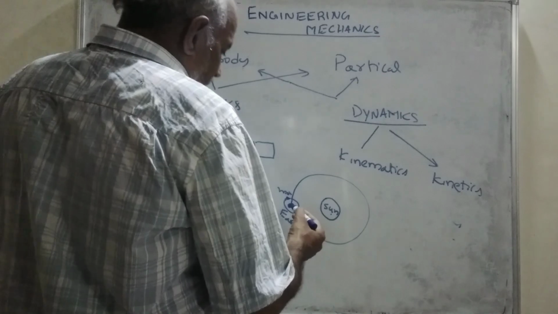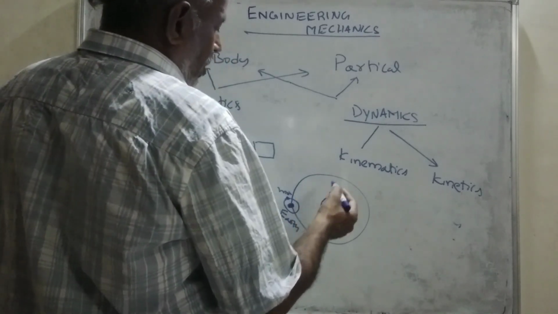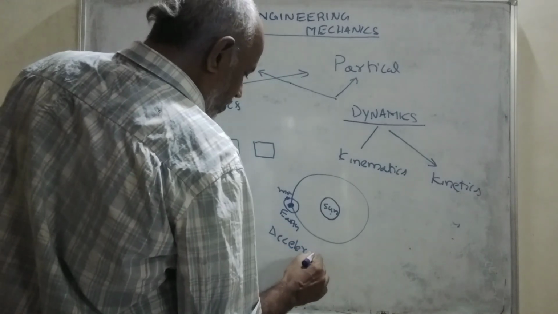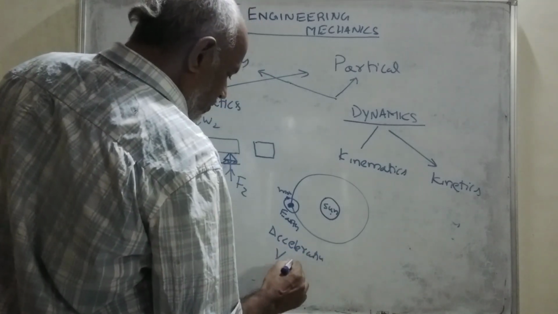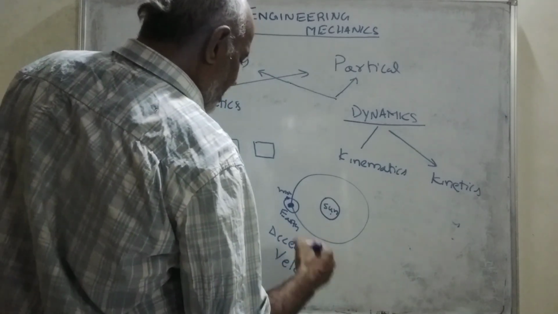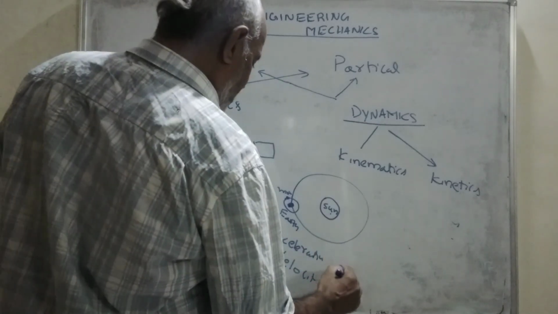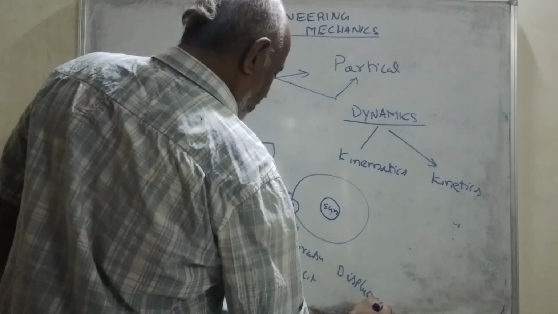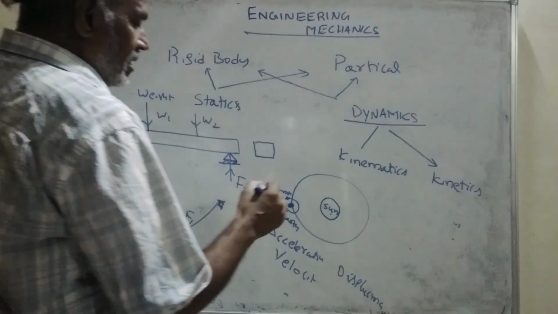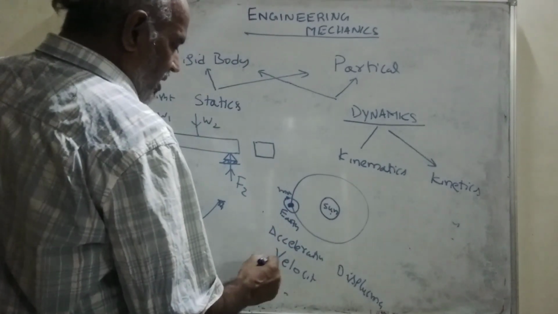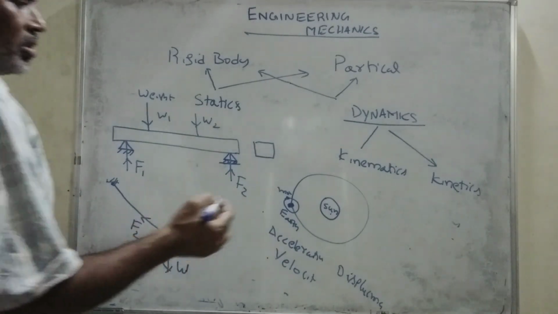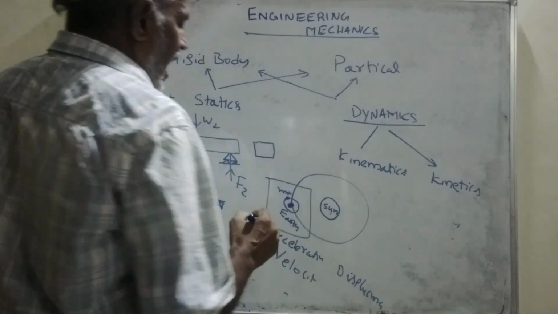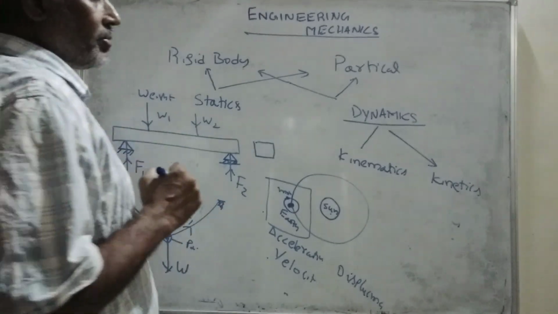Now this Earth is revolving around the sun with some acceleration, some velocity, and it is always displaced. It has some displacement in a curved path. And the moon has the same acceleration, velocity, and displacement. So this is what is called the particle kinematics.